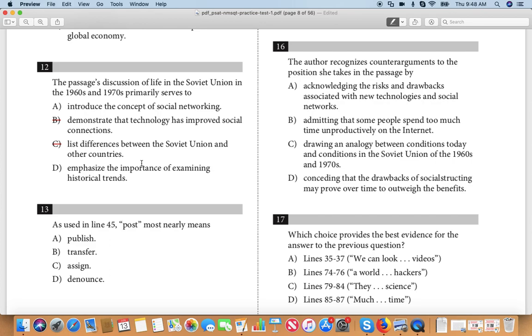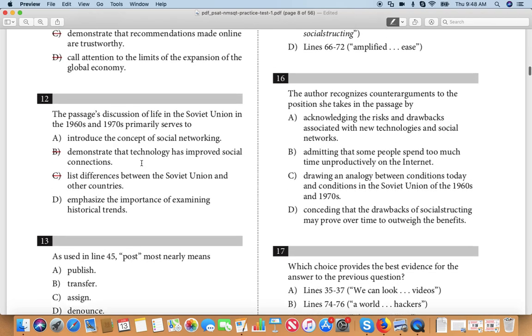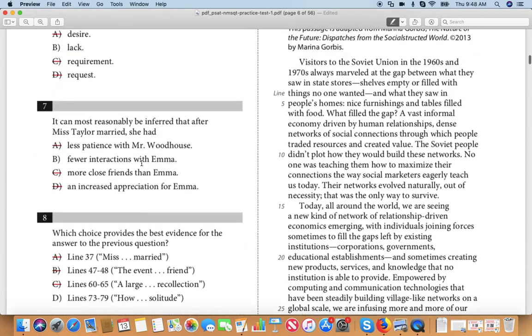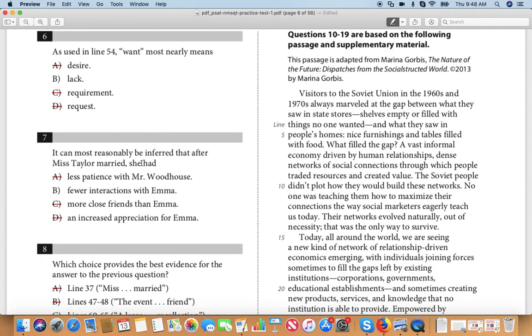Go ahead and read D for me, please. Emphasize the importance of examining historical trends. Okay. Does the passage's discussion of life in the Soviet Union in the 60s and 70s primarily serve to emphasize the importance of examining historical trends? What do you think? No, I don't think so. This is one of those answer choices that sounds very impressive, like, ooh, importance of analyzing historical trends. Sounds fancy.